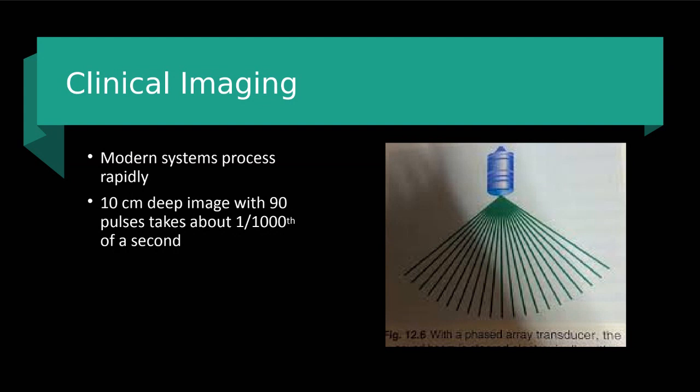So just for an example here, if we set our imaging depth to 10 centimeters, right? So pretty deep into the body, with 90 pulses, our system is telling our transducer, hey, I'm sending you 90 pulses, you've got to send those into the body. It takes 1/1000th of a second to send 90 pulses. So imagine how many pulses we would send in just 1 second. That's how we're getting these high quality images.